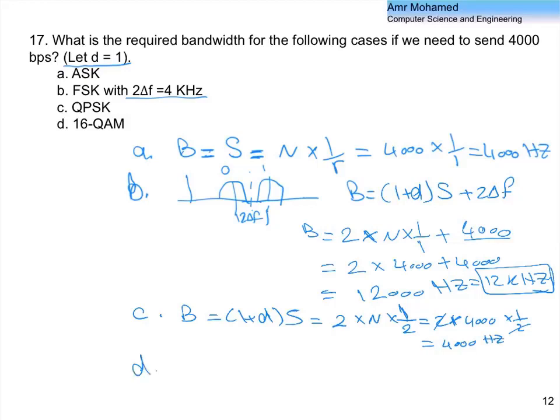And for the case D, for the 16-QAM, again B is equal to (1 plus D) times S. That's 2 times N times 1 over R. R here is log 2 of 16, that's 4. So R is 4, and 1 over R is 1 over 4. So that's equal to 2 times 4,000 times 1 over 4. So that's 2,000 hertz.